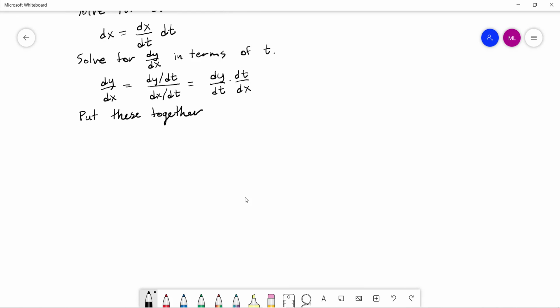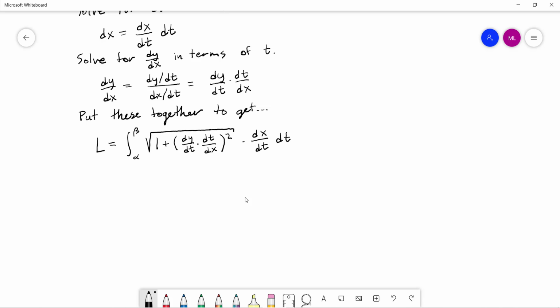So if I put these all together, we get that L, our arc length, is going to be the integral from alpha up to beta of the square root of 1 plus that dy dx squared. So I'm going to write it as the dy dt times dt dx squared. And then I have that out here times dx, which was dx dt dt. So here are all of the pieces.